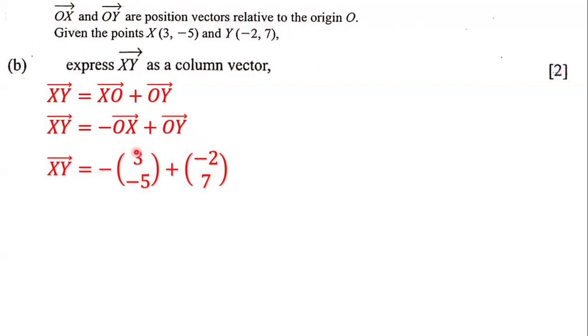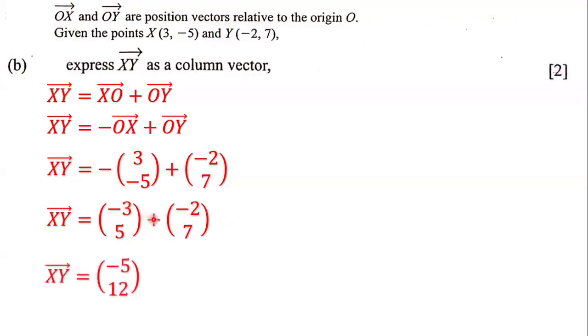And so we have -1 multiplied by 3, which gives us -3, and -1 multiplied by -5, which gives us +5. So we have (-3, 5) and then (-2, 7). Now the next step is to add these vectors. We have -3 plus -2, which is -5, and 5 plus 7, which is 12. So XY is equal to (-5, 12). That's what the vector XY is equal to.